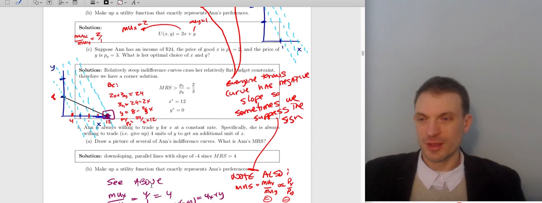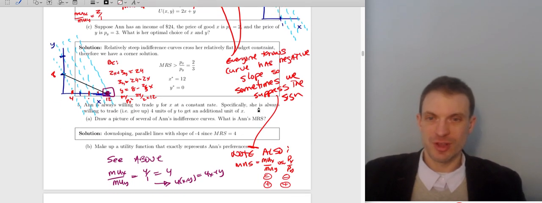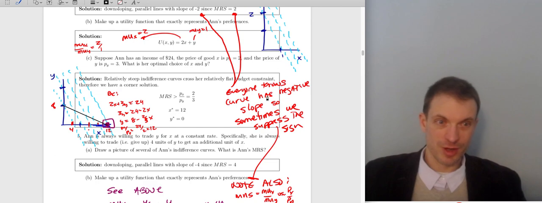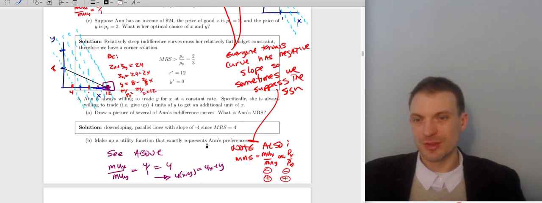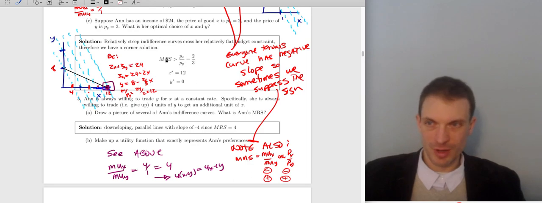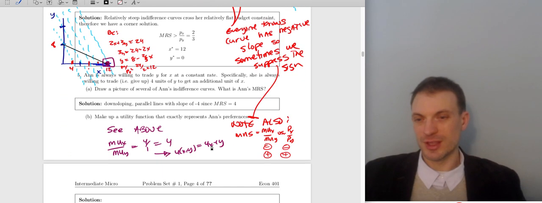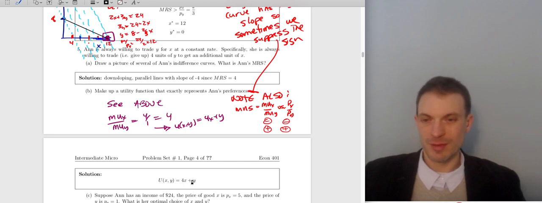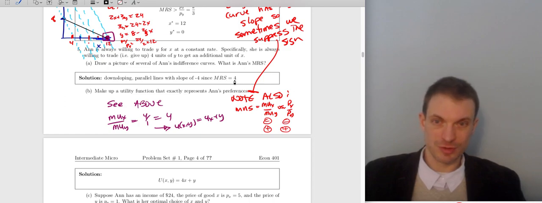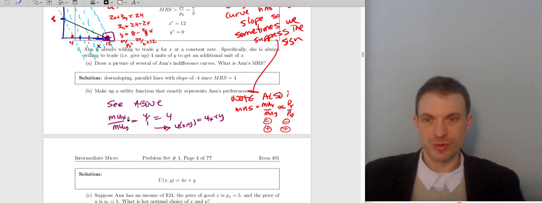All right, number 5. Anne is willing to trade y for x at a constant rate, specifically willing to give up 4 units of y and get an additional unit of x. Draw several indifference curves. These are going to be downward sloping straight lines with a slope of 4. It'd be like this picture, but I'll put a 4 here and I'll put a 1 here. Make up a utility function that represents Anne's preferences. For the same reason as above, MUx was 2, MUy was 1. Similarly here, the MUx is 4, MUy is 1 because we're giving up 4 units of y to get an additional unit of x. The MRS is 4, which means MUx is 4, MUy is 1. Sorry, I wrote this right here.